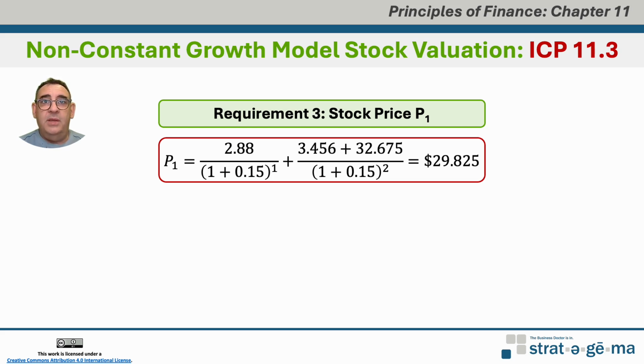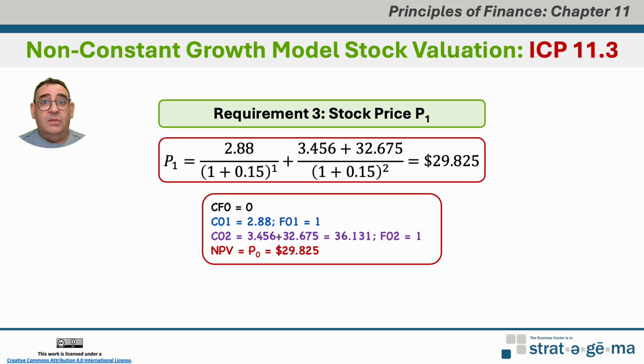So the D1 is now gone and we're looking at D2 and D3, which if we move one period forward actually become a new D1 and D2. D1 now becomes 288 divided by 1.15 to the exponent 1. And then we add 3.456, which is going to be D2, and 32.675, which is now P2, divided by 1.15 squared. That gives us 29.825.